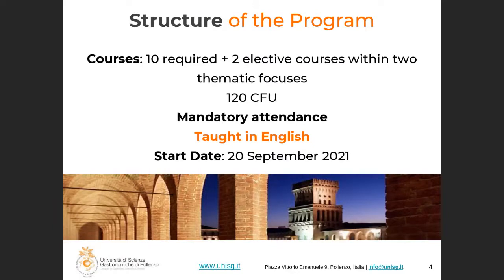Here I reported the structure of the program, which consists of 10 required and common courses plus 2 elective courses that students can choose within 2 thematic focuses that I will present, for a total of 120 credits. Generally, attendance is mandatory and the whole course is taught in English. That means that not only classes are in English, but also all the related teaching activities, the exams, and the teaching materials. For the next academic year, the starting date is September 2021.